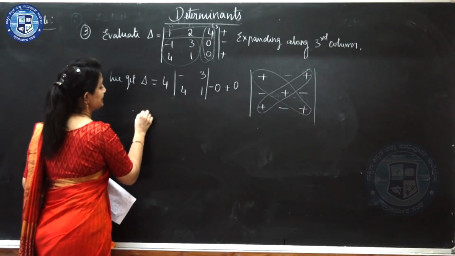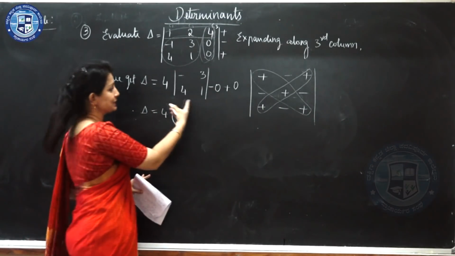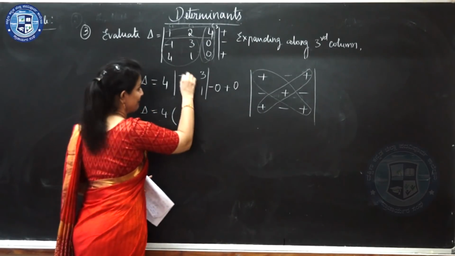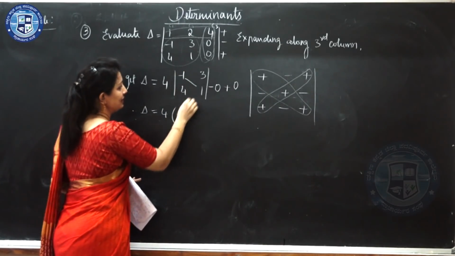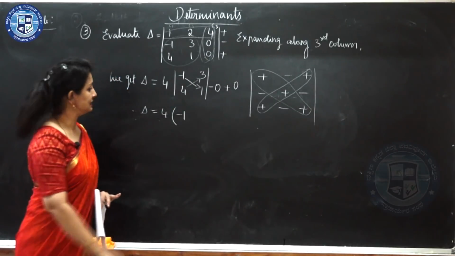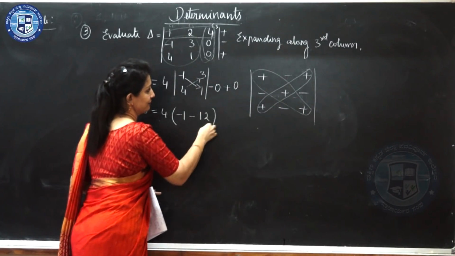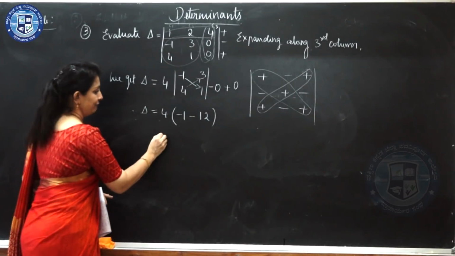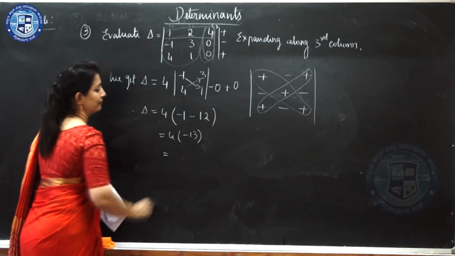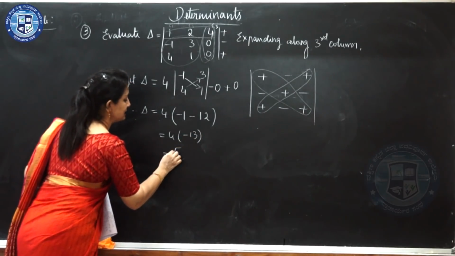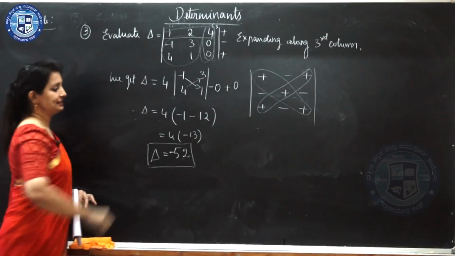Now what is the value of delta? Delta is equal to 4 into the determinant of order 2. Minus 1 into 1 is minus 1, multiply this, and subtract the product of the off-diagonal elements, that is minus 4 into 3, which is 12. So that is minus 13, and 4 into minus 13 is minus 52. So the delta value is minus 52, the answer.